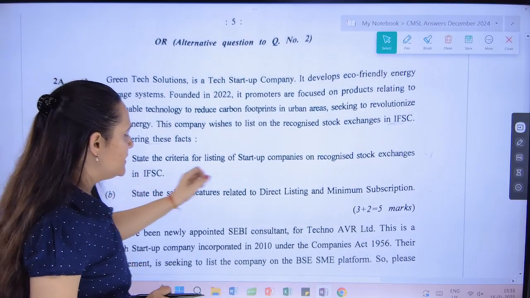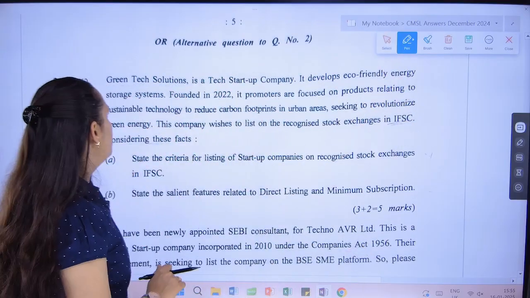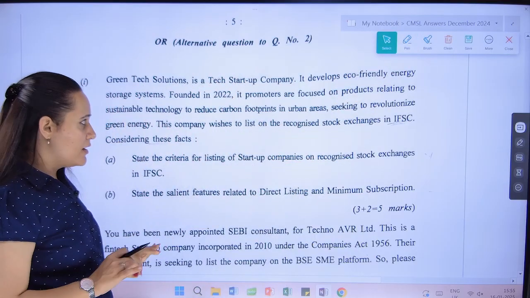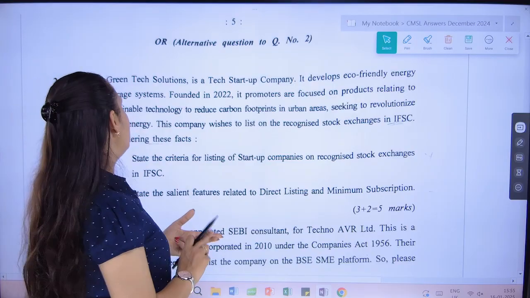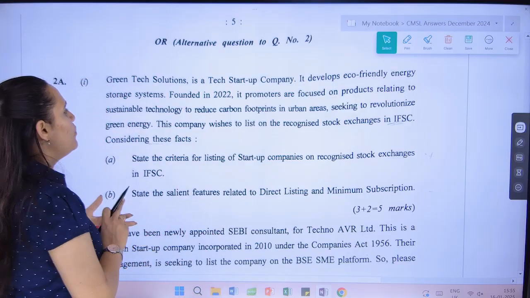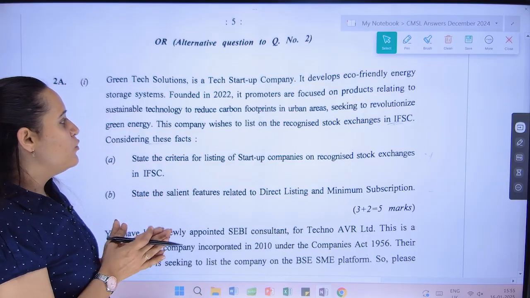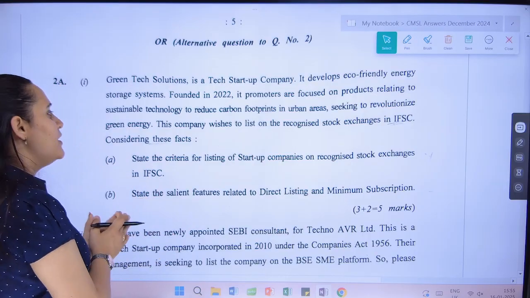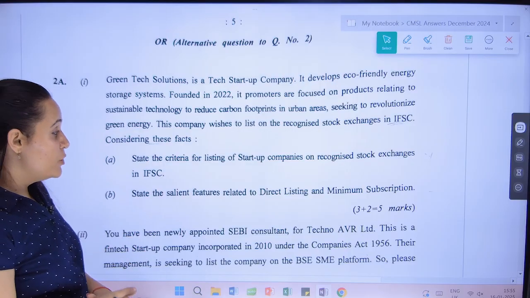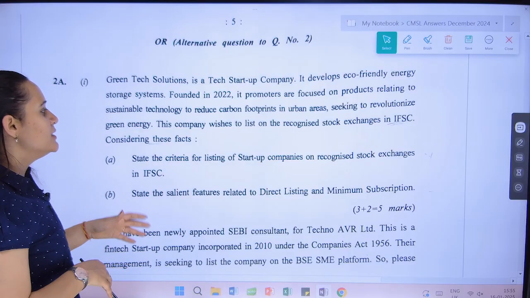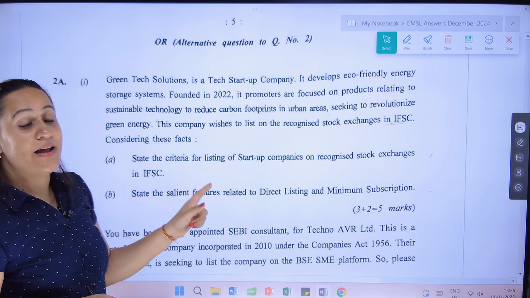Okay, so let's read through the question. First, Green Tech Solution is a startup. It develops eco-friendly energy storage systems. It was founded in 2022. Its promoters are focused on products relating to sustainable technology to reduce the carbon footprint in urban areas, seeking to revolutionize green energy. This company wants to list itself on the IFSC.